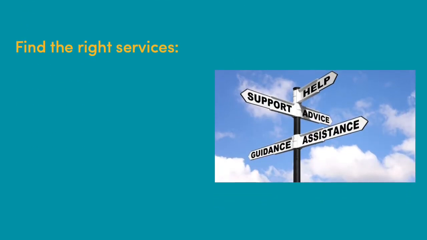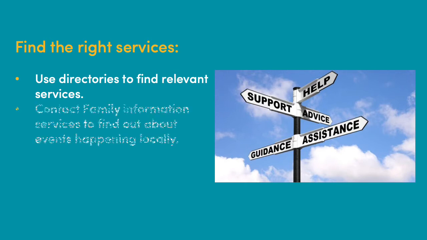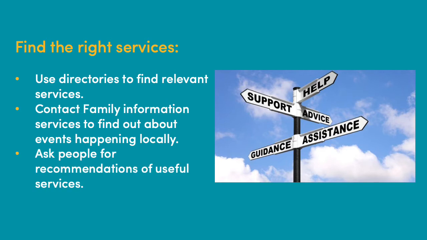Once we've understood the person's needs, then we need to think about the right service for that person to meet that need. So we can use directories to find relevant services that will enable that person to have better outcomes. At the end of this short session, I'm going to give you some examples of directories where you can find useful services for different elements of somebody's lifestyle. We can contact Family Information Service to find out about events that are happening locally and to understand what services are available for children and families. Our Family Information Service is the go-to. And we can ask people for recommendations of useful services that they've used in the past to understand which are the best services and what did they get out of that service that will help us to think about how we might refer somebody else in future to that particular service.